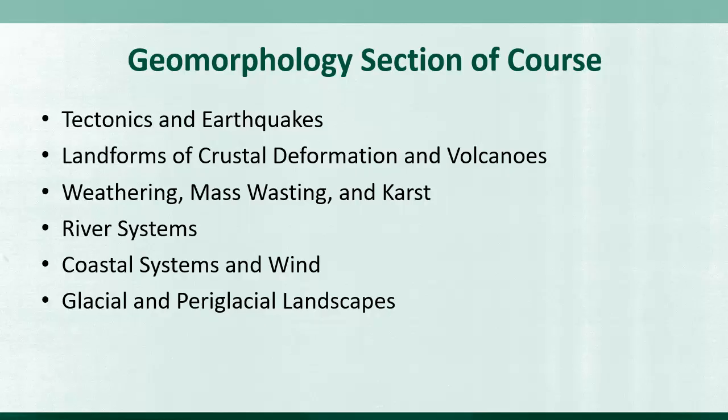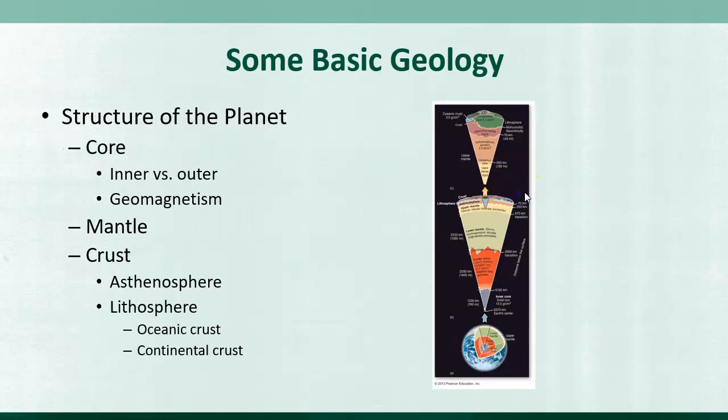After we do that, we'll have another lecture and look into landforms of deformation that take place on the crust as a result of tectonics, including volcanic activity. And then we'll move on to weathering, mass wasting, and karst. Next module, we'll launch right into a full exploration of geomorphology by looking at rivers, coastal systems, and glacial landscapes as well. But let's start off with some very basic geology.